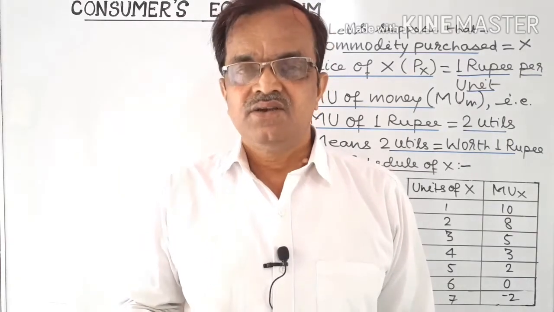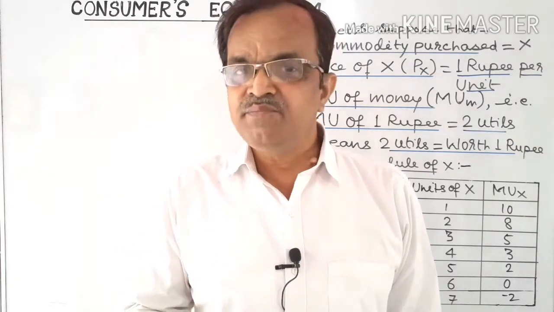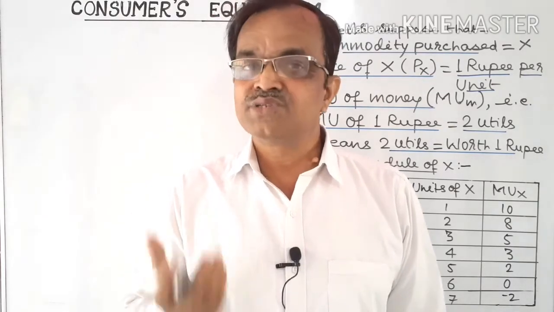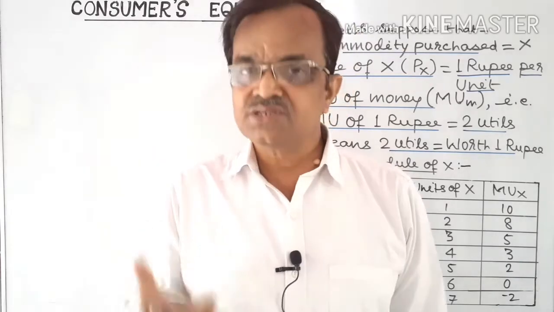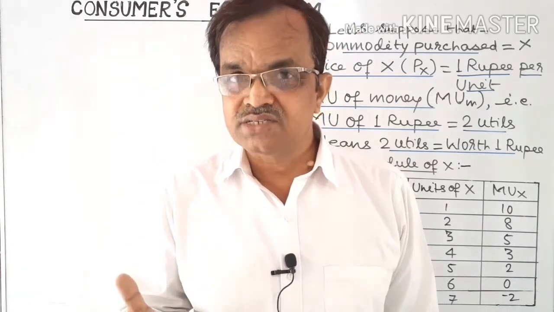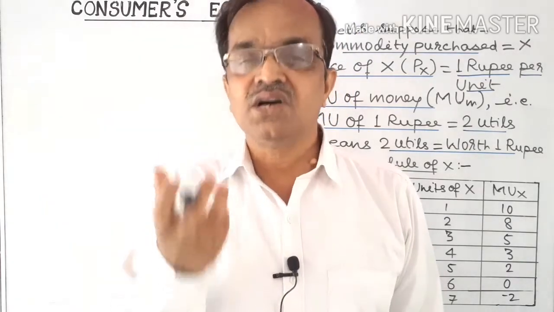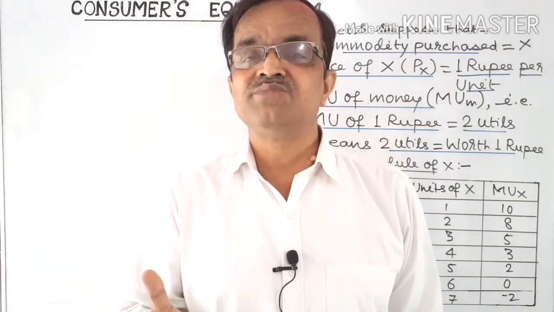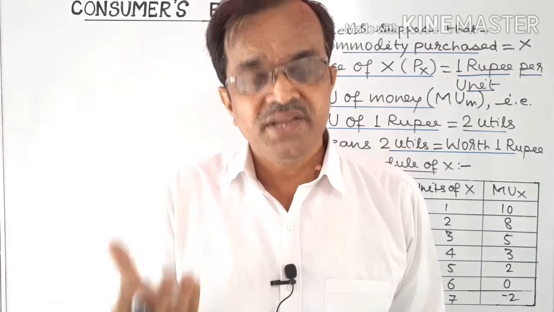Let's start. We all know that the equilibrium of a consumer is related to the point of maximum satisfaction. Now the question arises, how many units of a commodity the consumer would purchase to reach that point of maximum satisfaction, that is, the point of equilibrium.